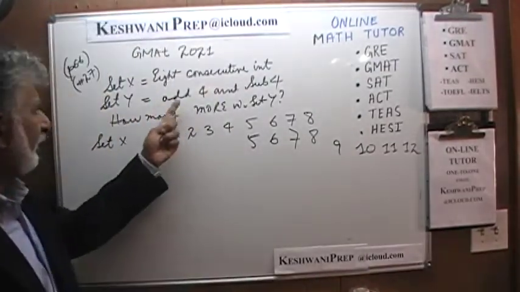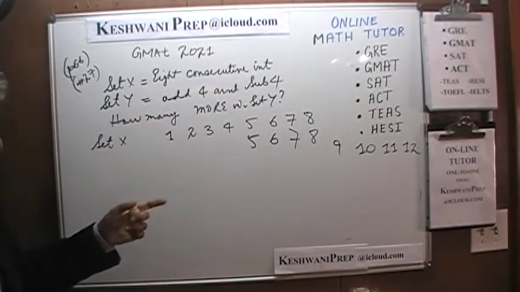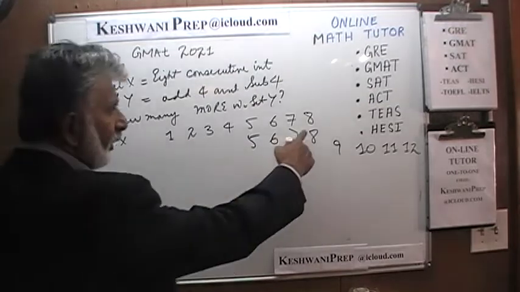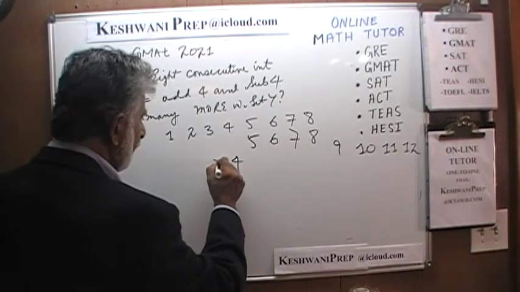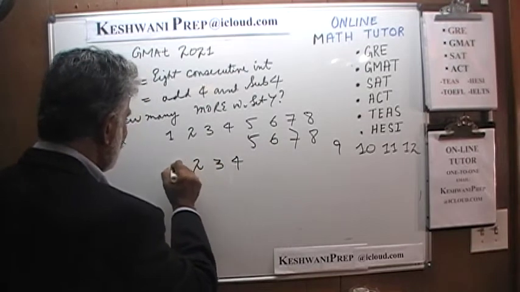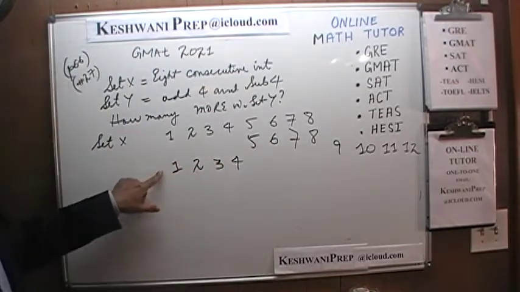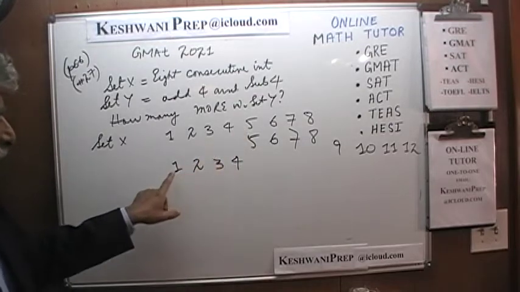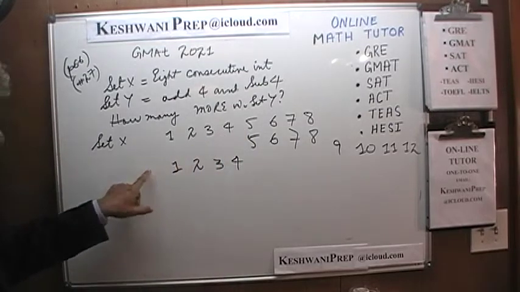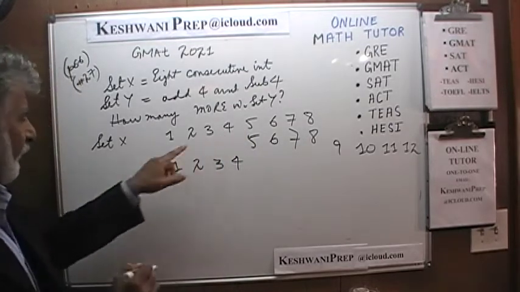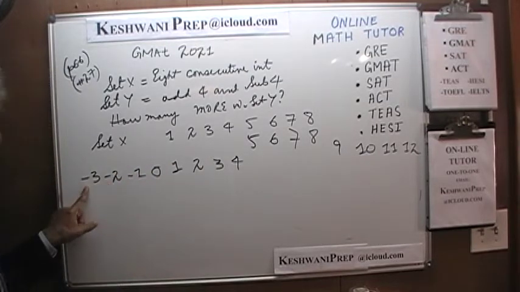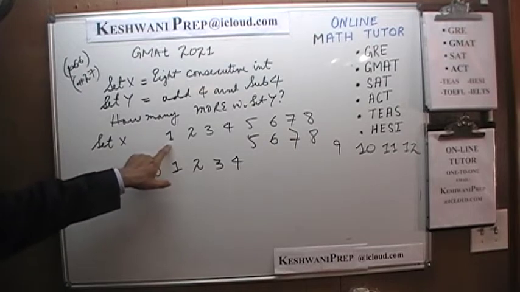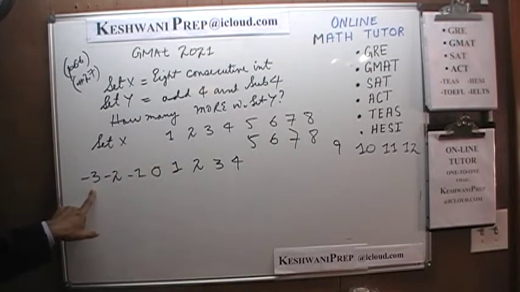And now let's subtract 4 from each of these. If you start from here, 8 minus 4 is 4, and then 3, 2, 1. 5 minus 4 is 1, and then 4 minus 4 is going to be 0, 3 minus 4 is going to be negative 1, negative 2, and negative 3. You have to pay attention as to where to stop. The last one is this one. 1 minus 4 is going to be negative 3.